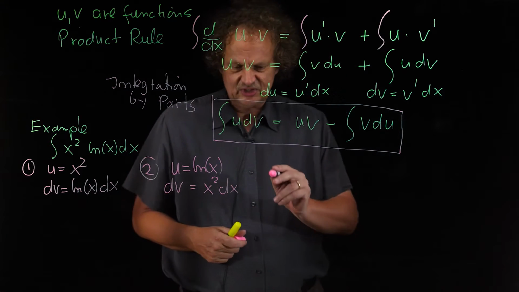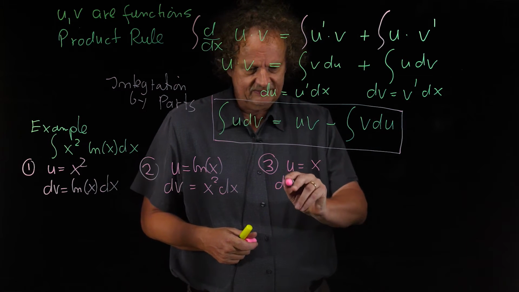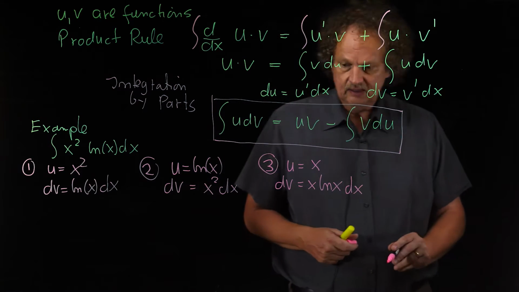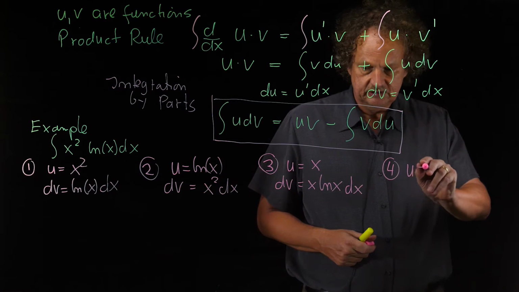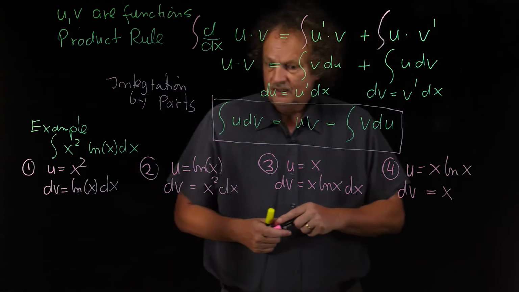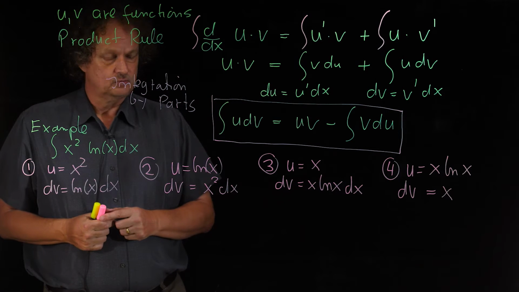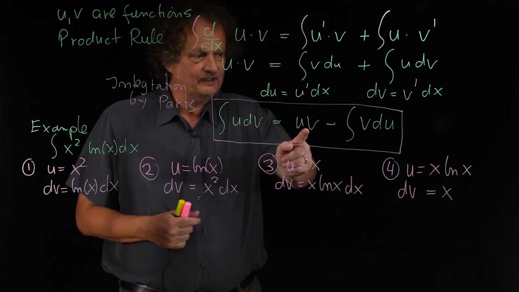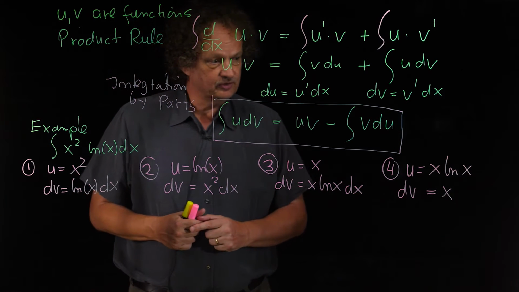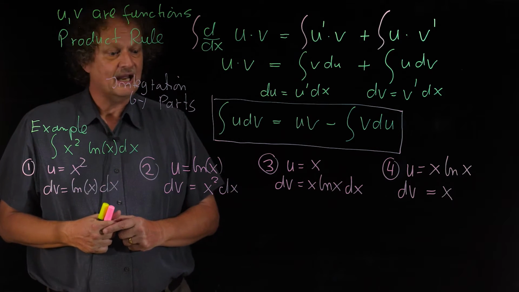Now, there are two more which are maybe not quite so apparent, but we could, for example, think of u as equal to x and dv as x times ln x dx. Or, the other way around, we think of u as x times ln x and think of dv as x. So how do we proceed from here? Well, in order to apply this rule, we need to know what is v, and we need to know what is du. Now, to go from u to du, all we need to do is to compute the derivative. And to go from dv to v, we need to compute the antiderivative.